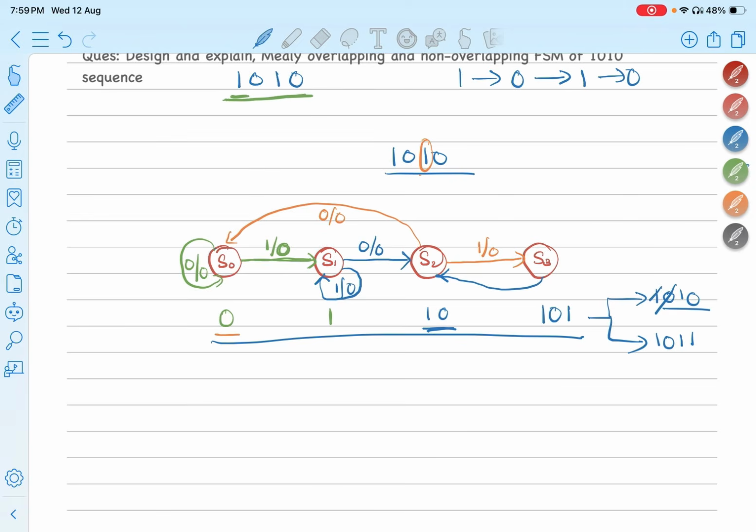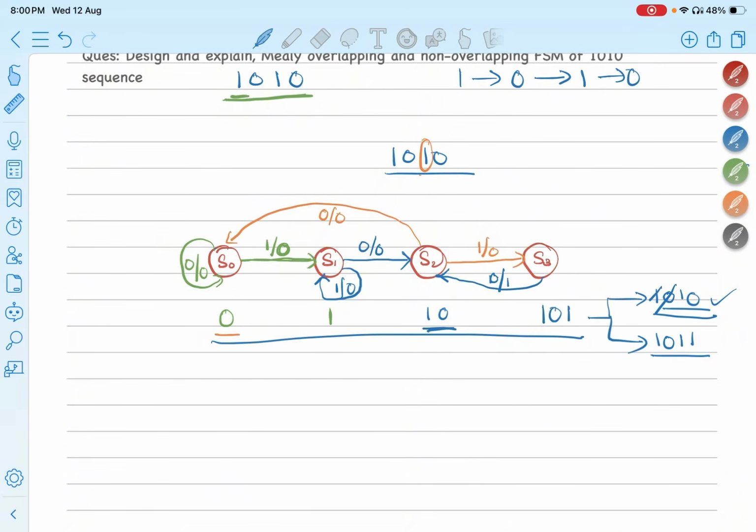So all covered 1010, right? So here we will give 0 by 1. Here it is giving output 1. So we are done with this. Now we are left with this.